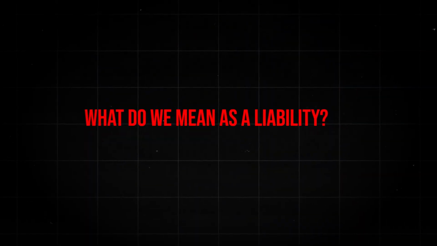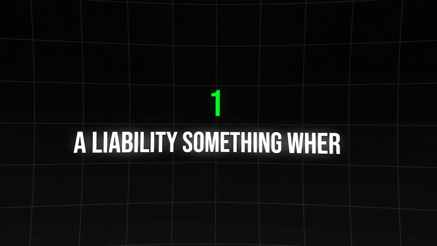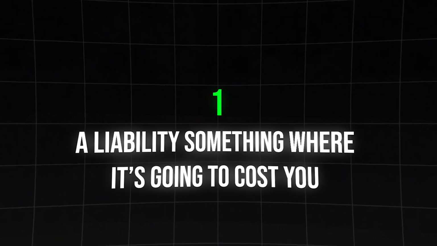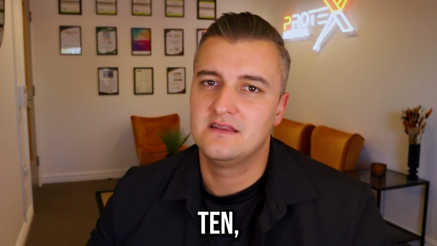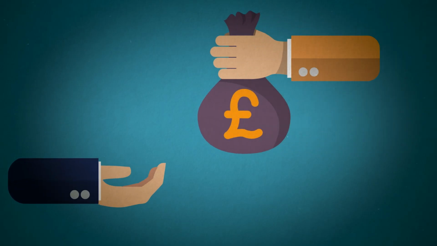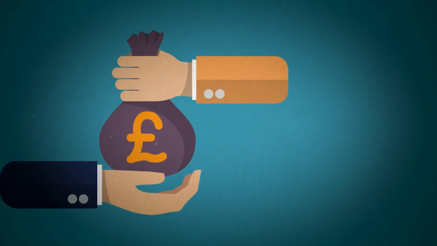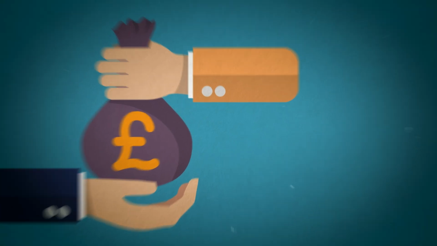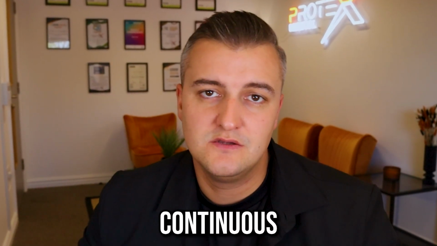So what do we mean as a liability? Number one, a liability is something that's going to cost you. It is a debt, it is something that you are liable for. 9 times out of 10, the standard liability looks like your mortgage payment, the loan on a vehicle, finance on a sofa, on your golf club, your watch, whatever it is. Again, it's something that's going to cost you on a continuous basis.